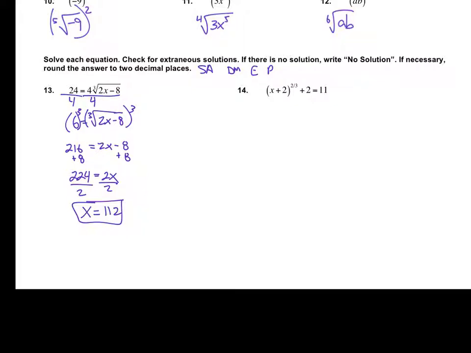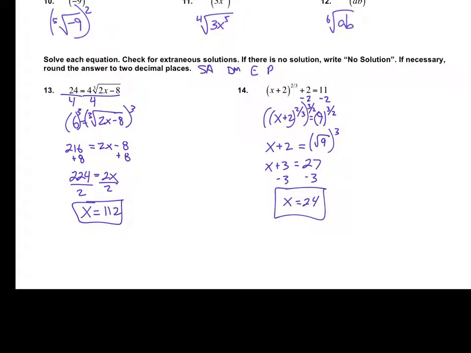For number 14, we've got addition, subtraction, so we're going to subtract 2. Now we're going to get rid of our exponent. We're going to raise that to the 3/2 power. So that frees up the x plus 2. That gives us the square root of 9 cubed. Square root of 9 is 3, and then 3 cubed is 27. Subtract 3 from both sides, and we get 24.